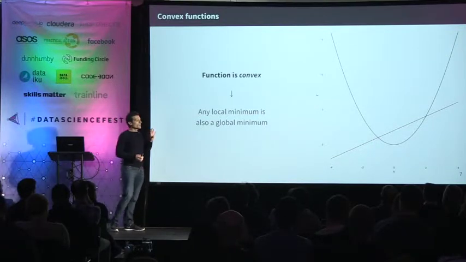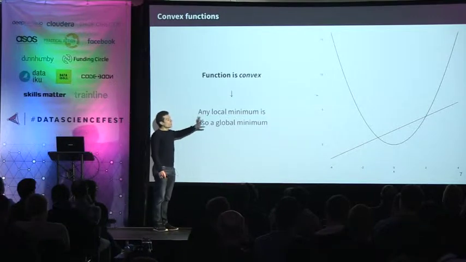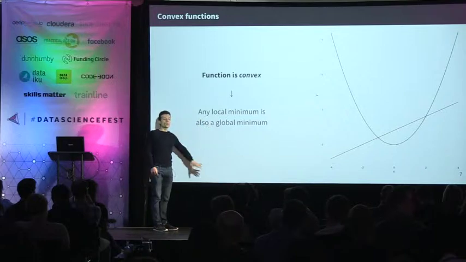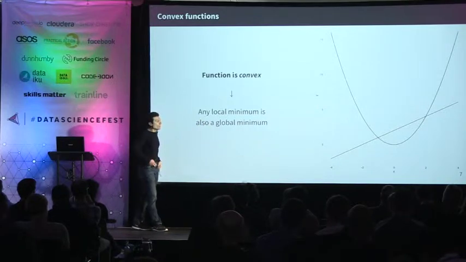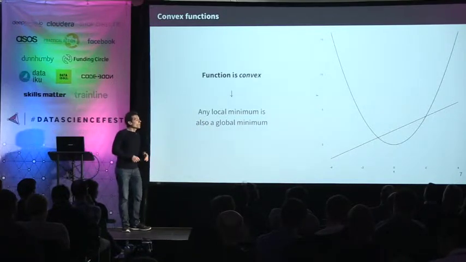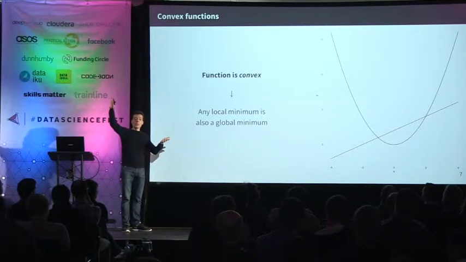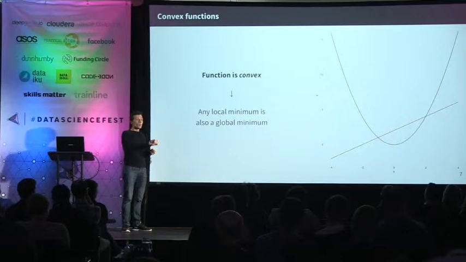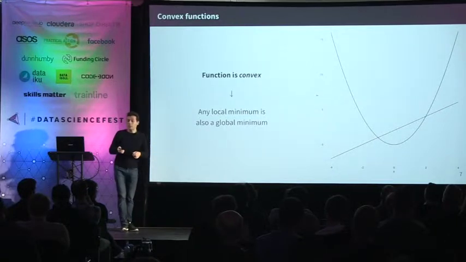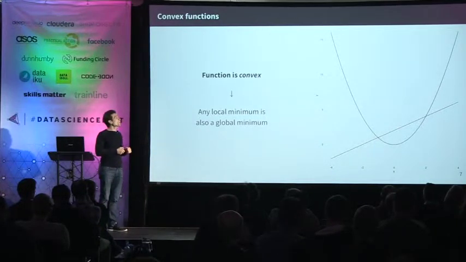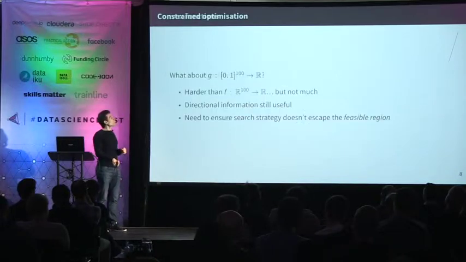And this property is beautiful because it ensures that if you have a local minimum, that's also a global minimum. So there might be more than one. In strict convexity, there is a single one, which is even better, because then you can just start wherever you are in the function, slide down the gradient, and you're going to end up in your minimum. So convex functions are beautiful, beautiful to optimize.